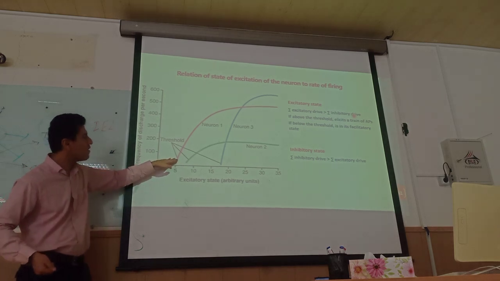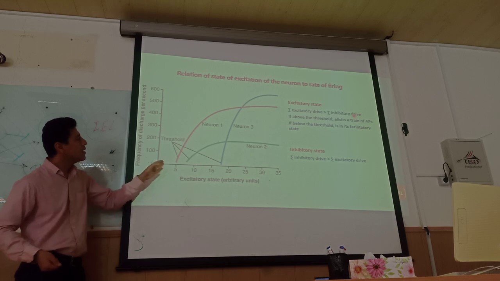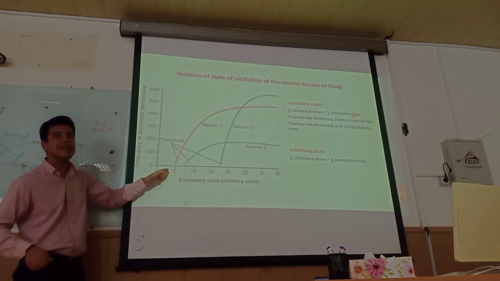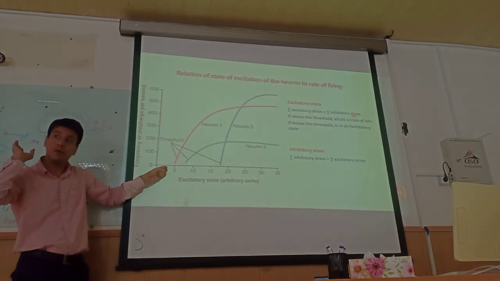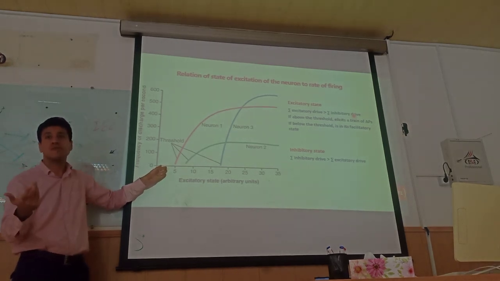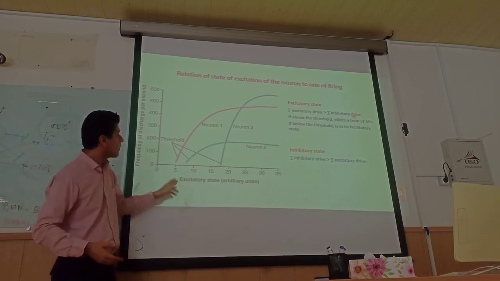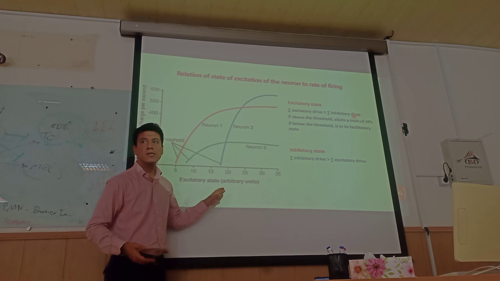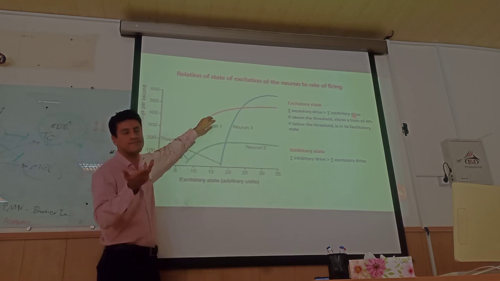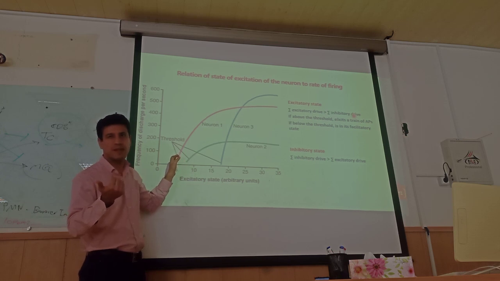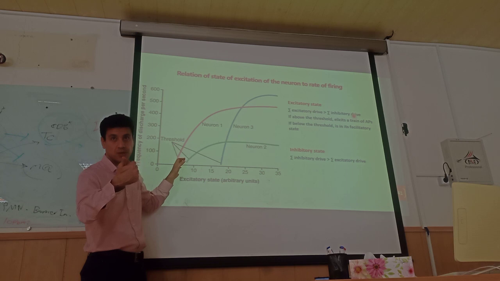The threshold of all of them is similar. Neuron 1 is excited by the excitatory drives, although it also has inhibitory drives. But the sum of the excitatory drive is more. So, when the excitatory state increases, the neuron actually increases the firing rate. Right? Did you get this? Frequencies? Yeah, the frequency of action potentials.